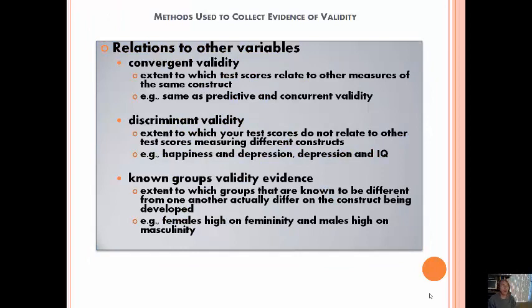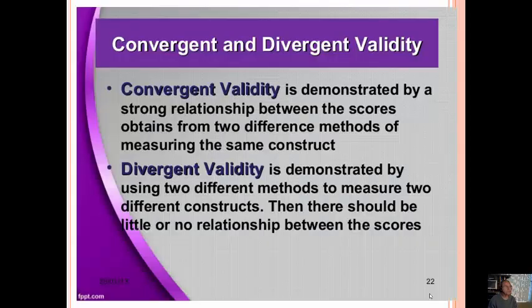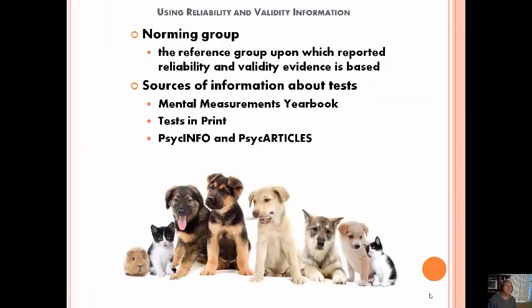Convergent validity: how well do similar tests converge? Do they measure the same thing? Discriminant validity: do two dissimilar constructs not correlate, or even more so, should they be inversely, negatively correlated? And again, we're talking about convergent and divergent validity. Convergent validity is demonstrated by a strong relationship between scores. Divergent validity is demonstrated by using two different methods to measure two different constructs, and there should be little or no relationship between the scores.